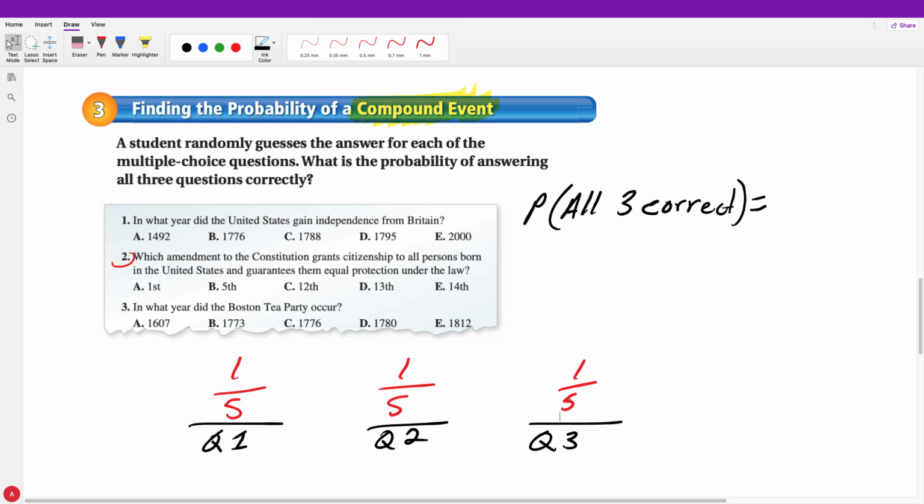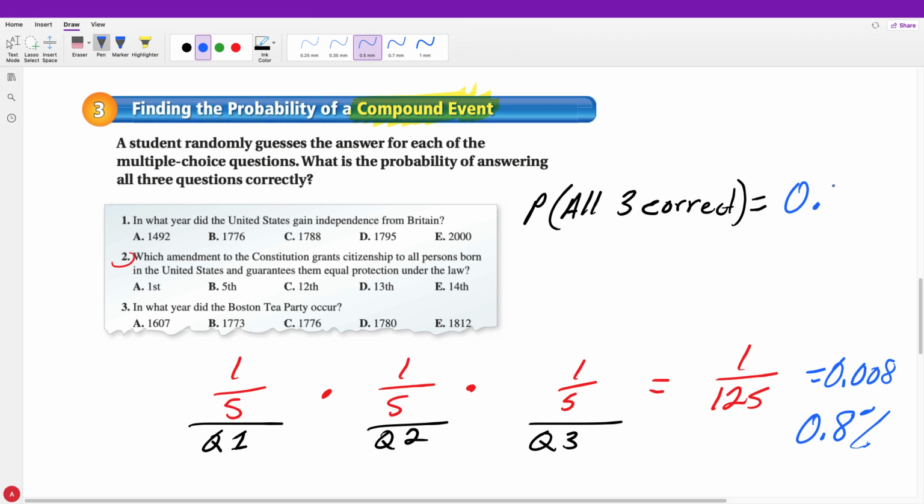So then from here, once we figure out the odds of each of these events, we will then multiply them together. And it becomes 1 out of 125, which is going to be equal to 0.008 or 0.8%. All right, so our likelihood or the odds of you picking randomly all three of those choices correct is less than 1%.